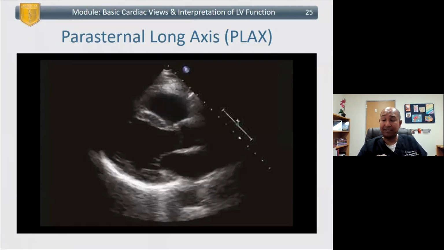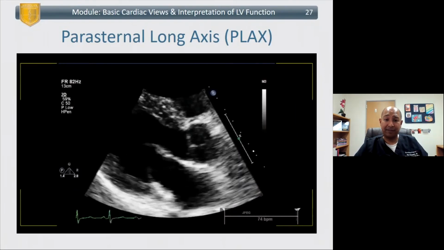So let's go through it together. So this is going to be your left atrium, left ventricle. Here's going to be the mitral valve. Here's going to be the intraventricular septum. Here's going to be the right ventricle. So let's do some motion here.